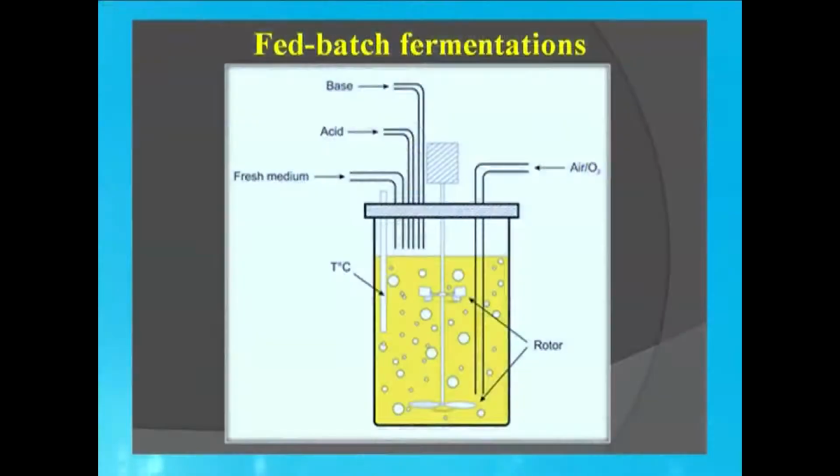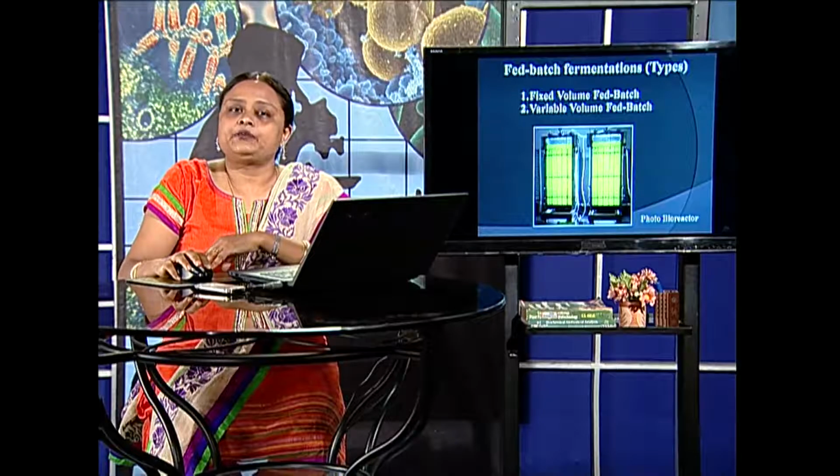As we can see here in the diagram, there is a port for fresh medium which is allowed so that during the course of fermentation, if required and when required, fresh medium may be added. There are two types of fed batch bioreactors.